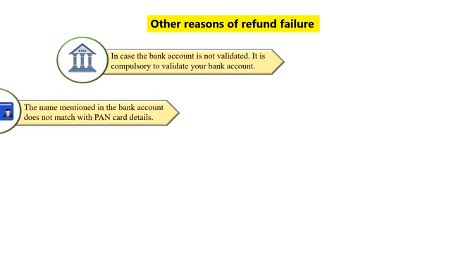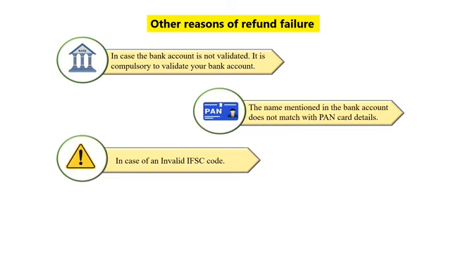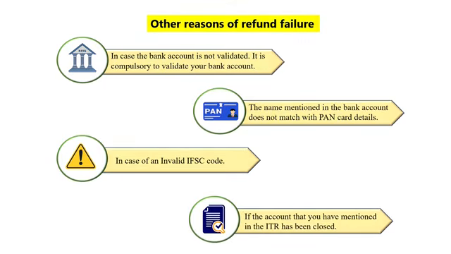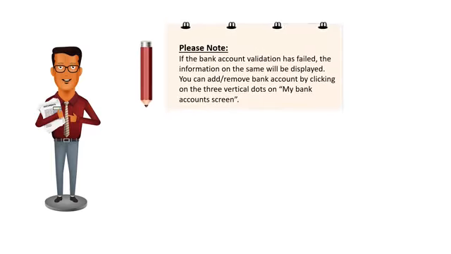It could also be a reason that the name mentioned in the bank account does not match with the PAN details, or you have an invalid IFSC. It could also be a reason that the account that has been mentioned in the income tax return has been closed. Please note that if the bank account validation has failed, the information on the same will be displayed. You can add or remove a bank account by clicking on the 3 vertical dots on My Bank Accounts screen.